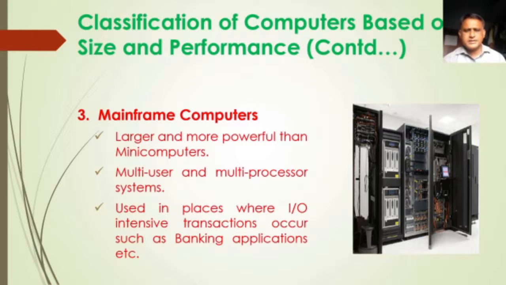They are normally used in places where we have IO intensive transactions. That means the input and output operations will be very large, and we have very less scope for the CPU. The CPU is not having much work, only the input and output devices will have much work. You can see these computers in the banking sector, and you can observe the banking sector will be having these mainframe computers.